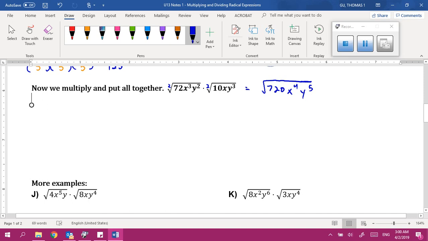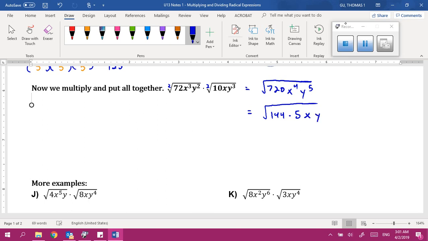So with 720, we want to break it down into a perfect square. If you don't know what makes up 720, it's going to actually be 144 times 5. All right, 144 is a perfect square. And then we have x to the fourth, y to the fifth.